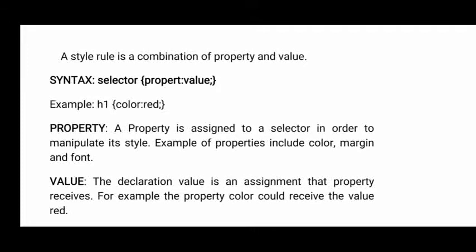Similarly, whatever styles you have given, whatever attributes you have used in HTML, all those attributes are called properties in CSS. Okay, so it is very, very important. The complete CSS unit depends on this only. Clear? So a style rule has two parts. One is a selector and the second one is a property and value.